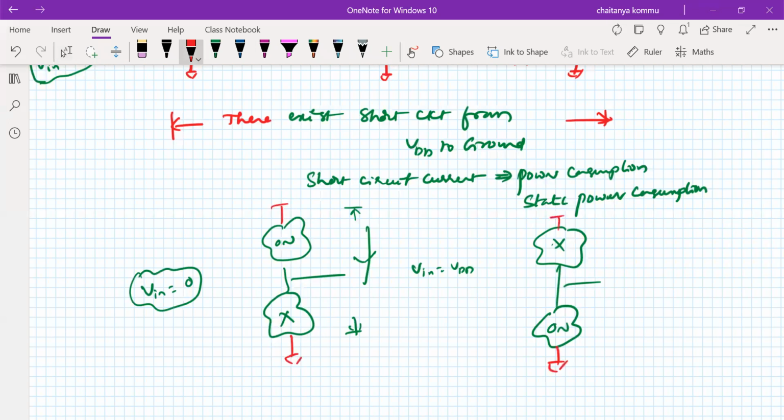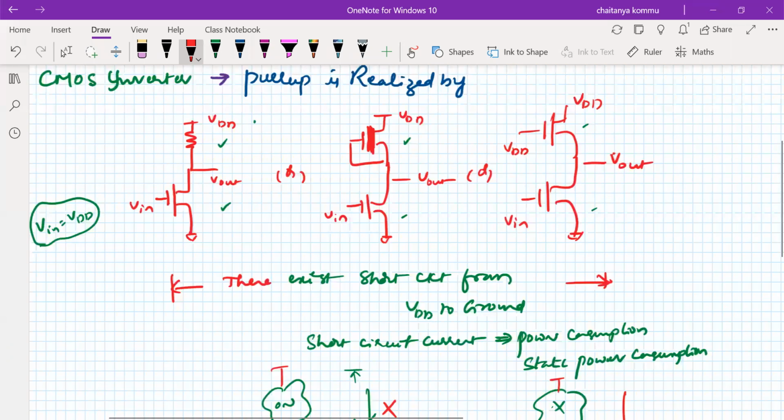So this structure does not allow short circuit power consumption, or static power consumption, in fact. This type of approach is very important. But in earlier cases, this did not happen. For the first case, Vn equal to 0 is okay, but for Vn equal to VDD, both the transistors, both the networks, will be on, right? So in order to avoid this short circuit power consumption, we are going to use a CMOS inverter.